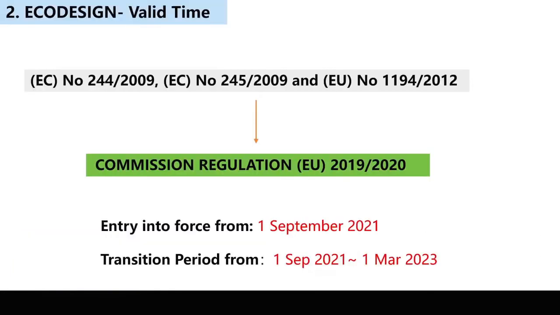Now we come to the eco-design part. The old three regulations are now all combined into one regulation, EU 2019-2020, and it will enter into force from 1st September 2021. Yes, and for the goods which are already placed on the EU market, there is a transition period from September 2021 to 1st March 2023. So during this period, you can change the old energy label to the new energy label by sticker.